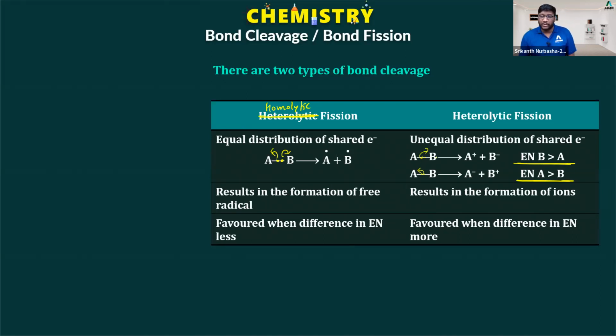So in these two cases we have unequal distribution of the shared electron pair. Homolytic fission results in the formation of free radicals. Heterolytic fission results in the formation of ions. Homolytic fission is favored when the electronegativity difference is low. Heterolytic fission is favored when the electronegativity difference is more.